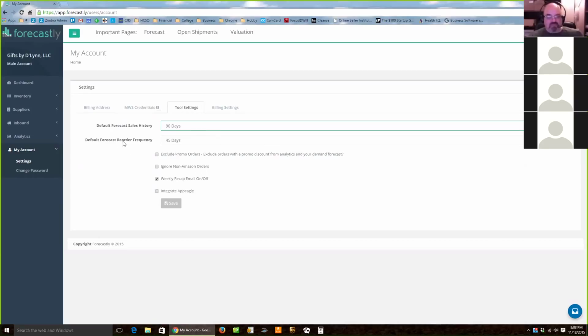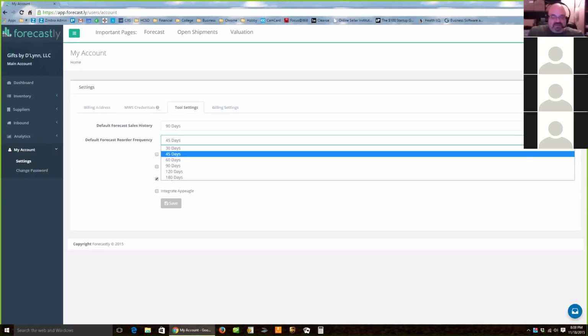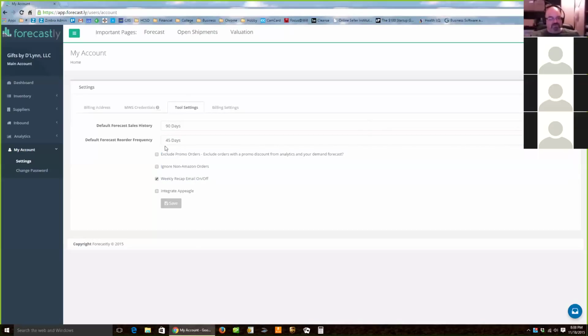The reorder frequency is basically how many days of stock you want to order at a time, or to keep in stock at Amazon. So if you order every 90 days, you set this to 90 days, and it will make sure that you have enough stock to make it through the 90 days to your next reorder period. So these are numbers you can tweak.